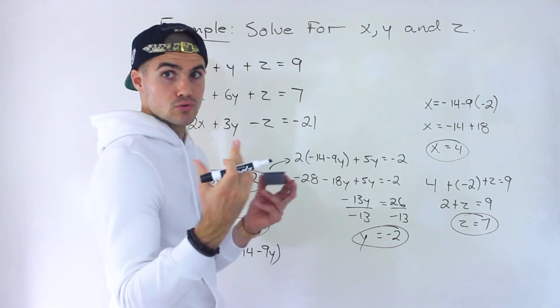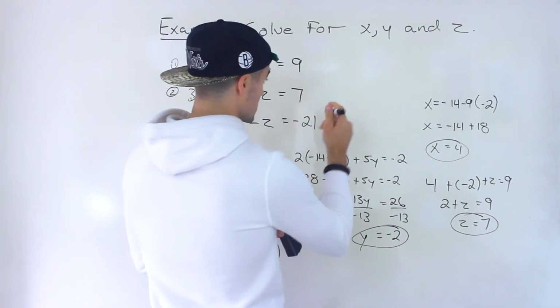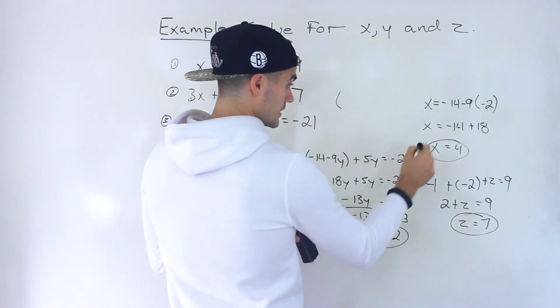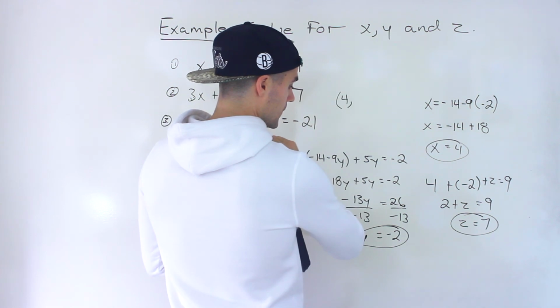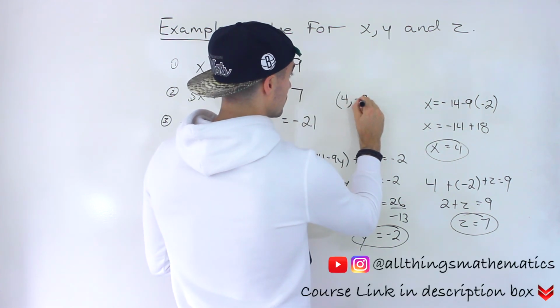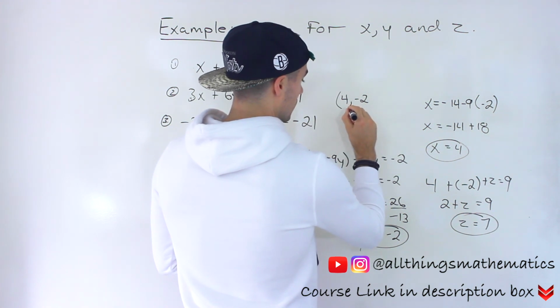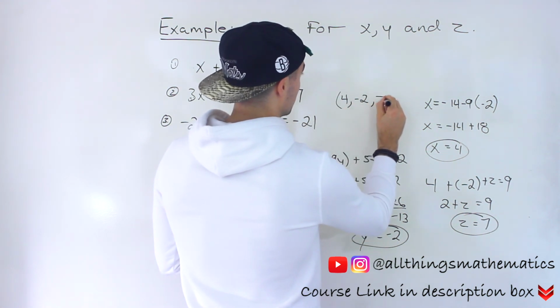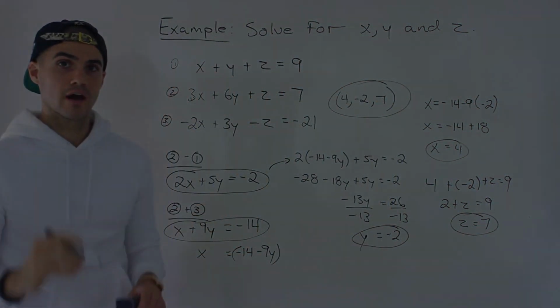So notice how there's a unique solution. These planes intersect at one point, and it intersects at (4, -2, 7). Right? So that there is the final answer.